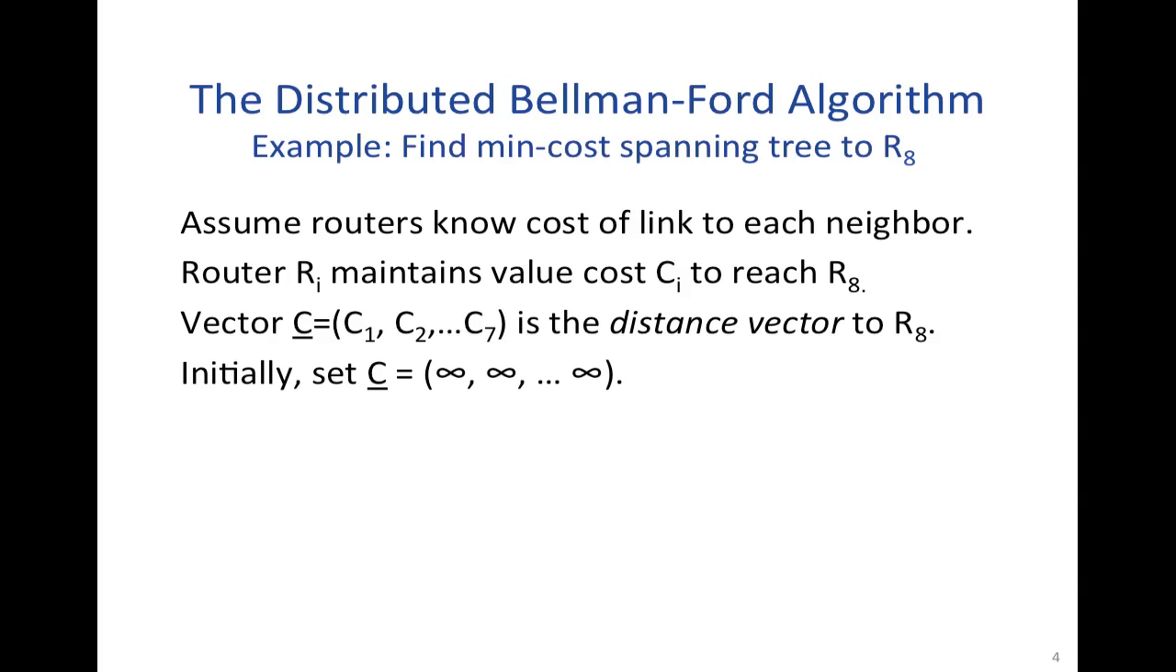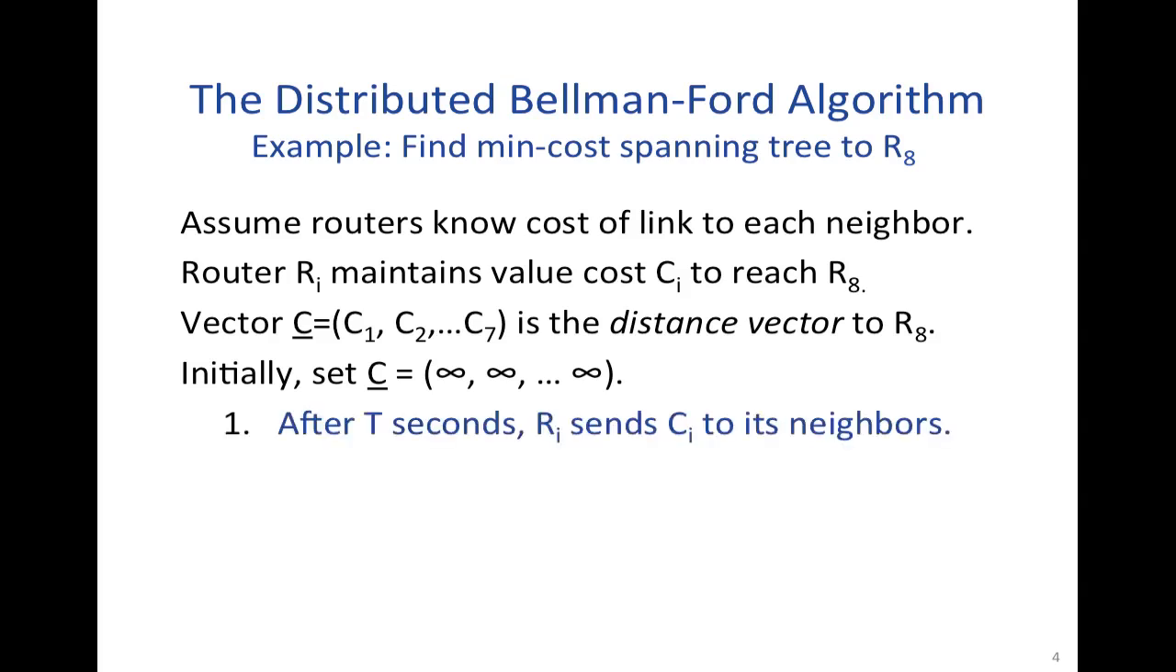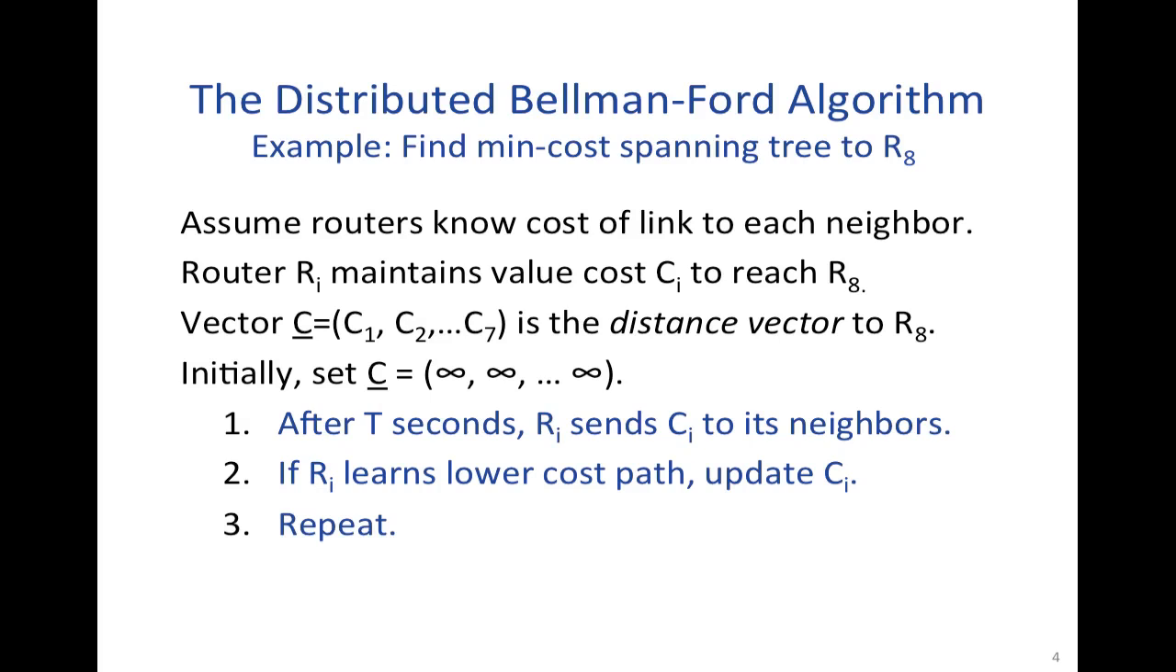Initially, the algorithm is going to set this vector to all values of infinity. And then every t seconds, starting after the first t seconds, Ri is going to send Ci to its neighbors. In other words, each router is going to send the cost to reach R8 to each of its neighbors. If Ri at any time learns of a lower cost path, it's going to update this value Ci. So if after t seconds it hears a lower cost path to reach R8, it's going to update its value, and then we're going to repeat, and we're just going to keep repeating forever.